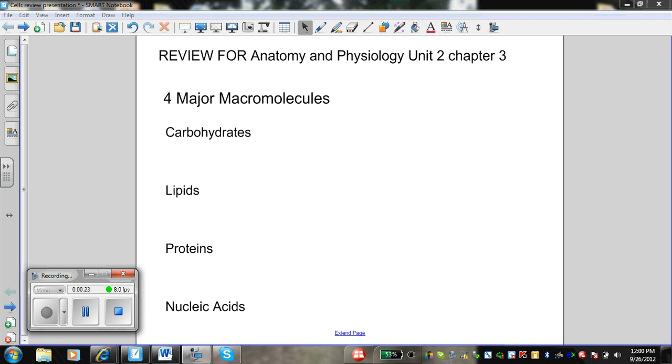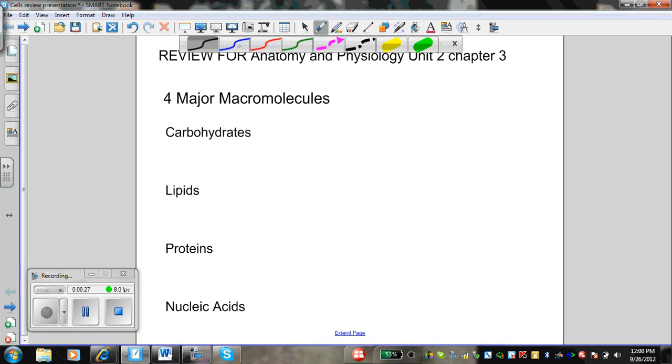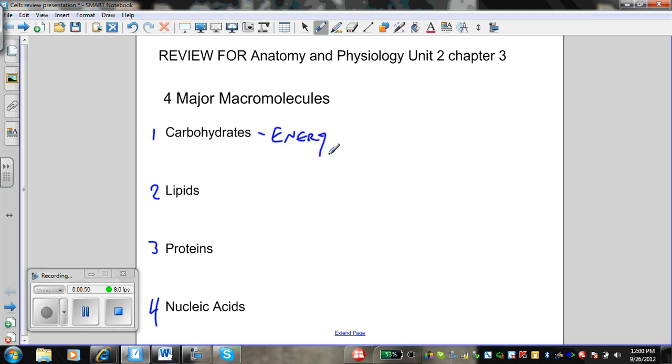Four major classes of macromolecules. We've got the carbs, the lipids, the proteins, and the nucleic acids. So things you need to know for the test, you need to know the purposes of these, but also you should be able to recite that there are four and be able to reproduce them on the test. You should know what their purpose is, like carbohydrates. Main idea for carbohydrates is that they're energy, especially when you're talking about the simplest version.